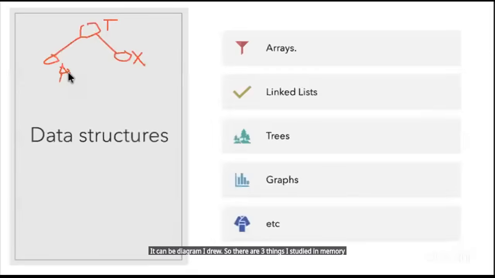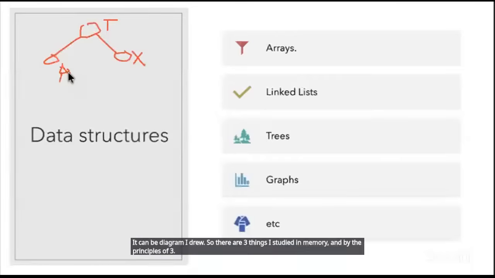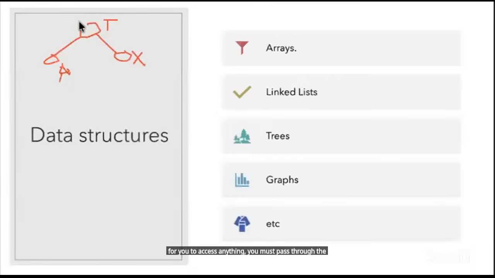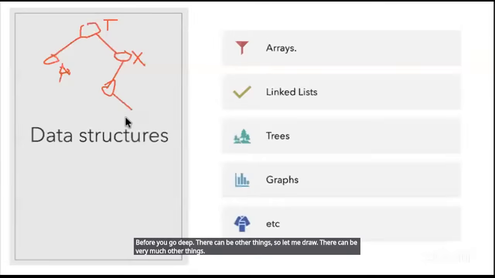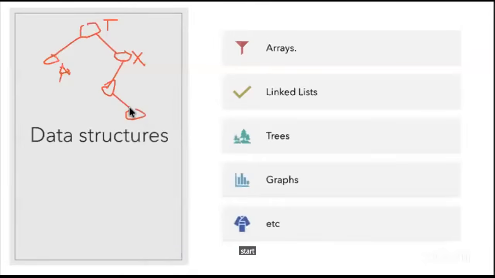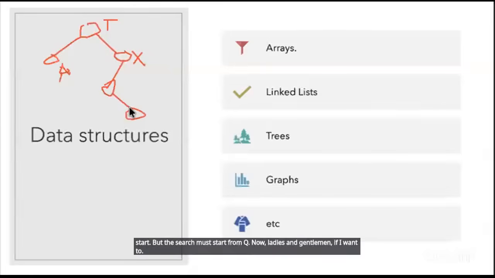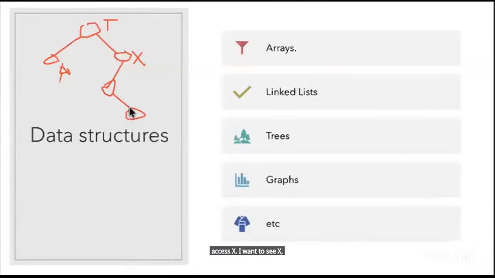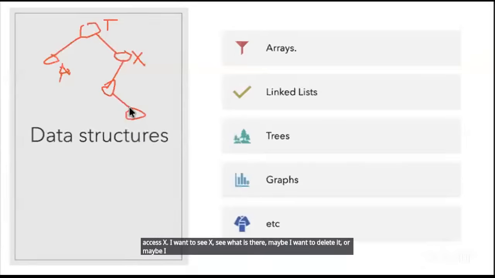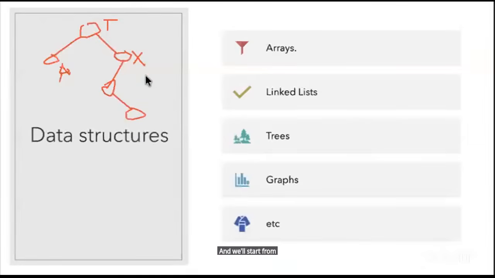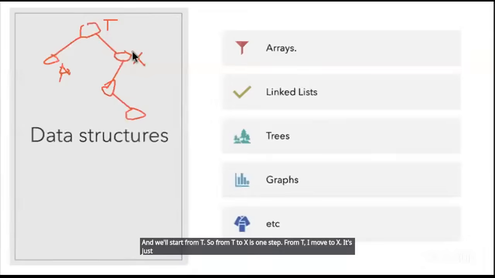By the principles of a tree, for you to access anything, you must pass through the head, T, before you go deep. There can be other things. So let me draw. There can be very many other things stored, but the search must start from T. Now, ladies and gentlemen, if I want to access X, I want to see what is there, maybe I want to delete it, or add something there, or update it, I must start from T. So from T to X is one step. From T, I move to X. It's just one step. Very fast, right?